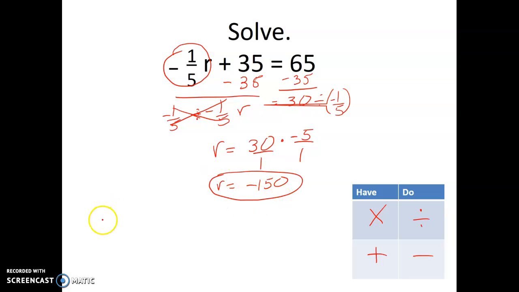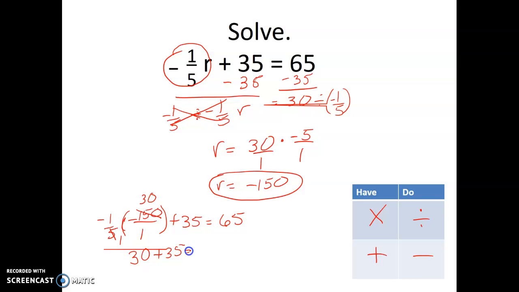Let's check and see if it is. Negative 1/5 times negative 150 over 1 plus 35 should equal 65. So here we go. 5 goes into 5 once. 5 goes into 150 30 times. So negative 1 times negative 30, that's a positive 30 plus 35 should equal 65, and 30 plus 35 equals 65. So we've got a correct answer. R equals negative 150. Here's another one.